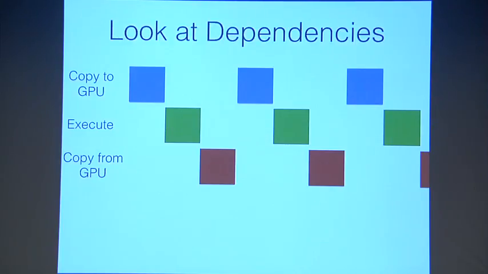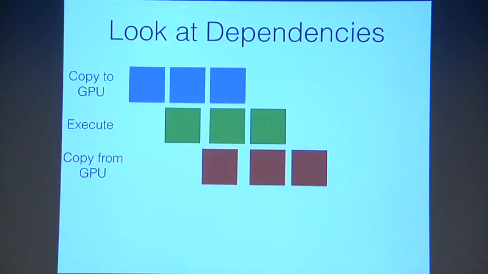But if we look at the dependencies in this processing, we can't start that compute until the copy is done, and we can't read back the result until the execution is done. But there's nothing that says we can't start this copy before this other copy, or anything in that chain. That next copy doesn't depend on anything before it. So why don't we just do this? Start all our copies, start the processing as soon as we can, and then copy back as soon as the result is ready. As soon as that second green square finishes, we can copy back the second red square.